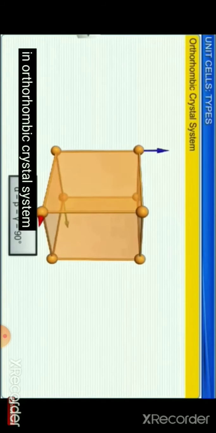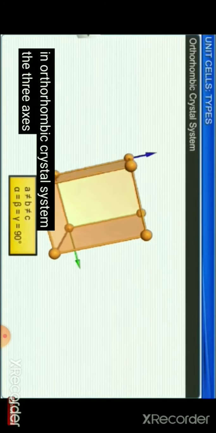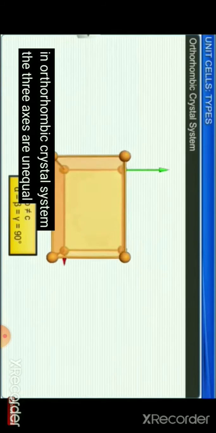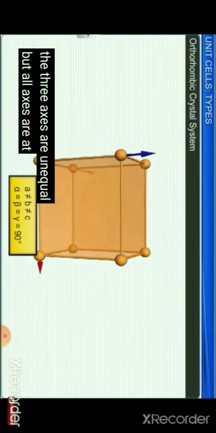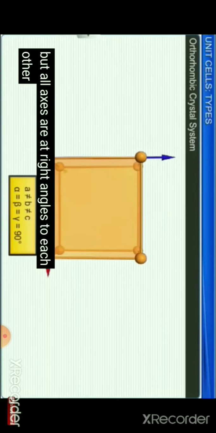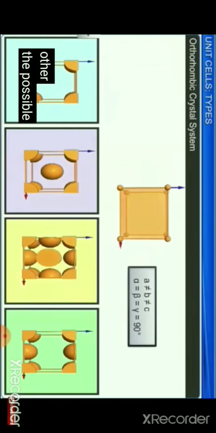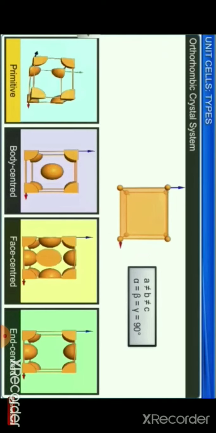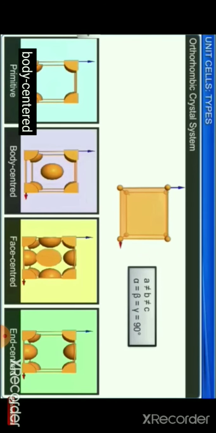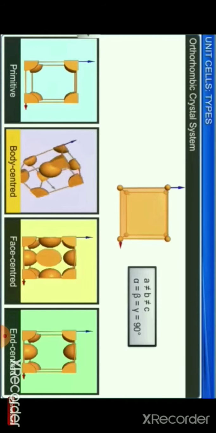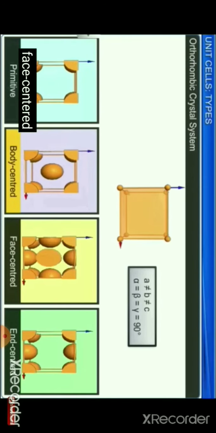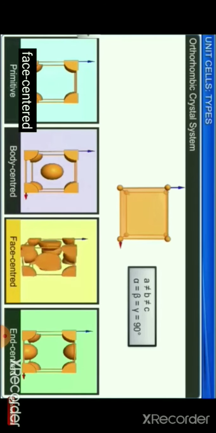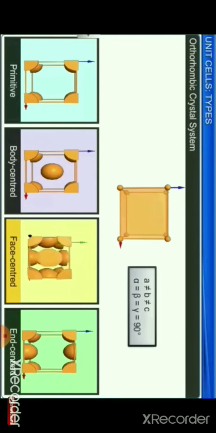In an orthorhombic crystal system, the three axes are unequal, but all the axes are at right angles to each other. The possible structures are primitive, body-centered, face-centered, and end-centered.